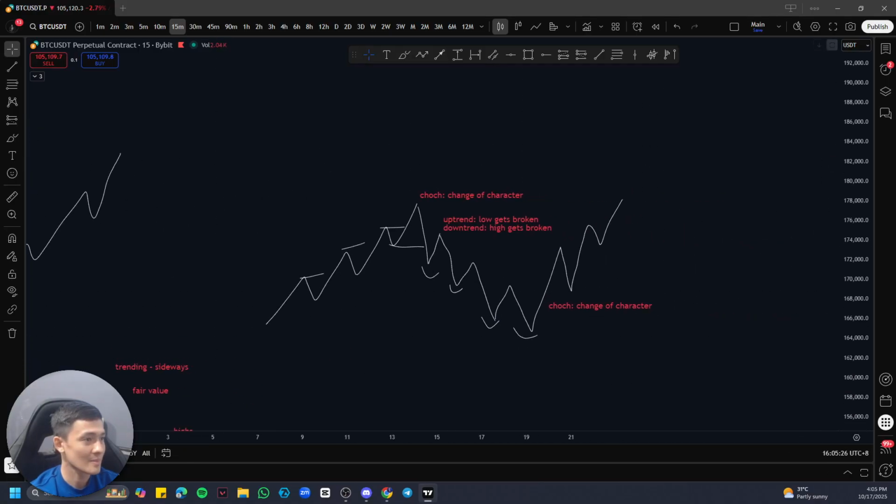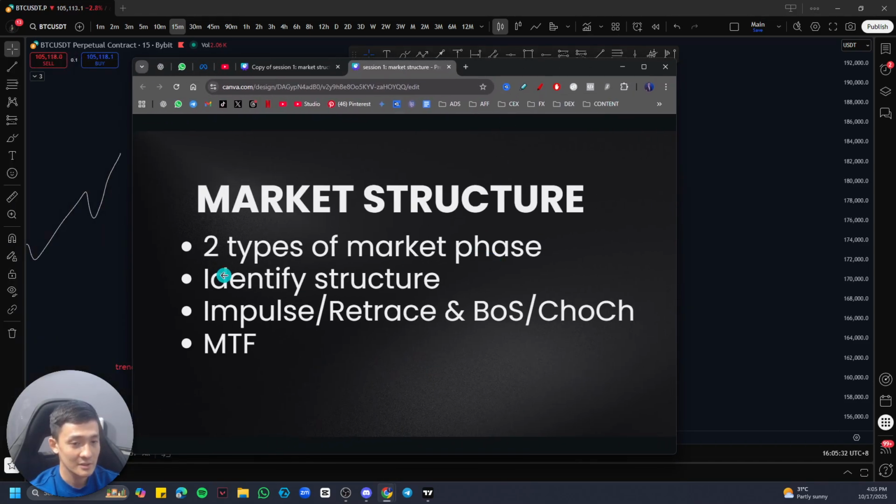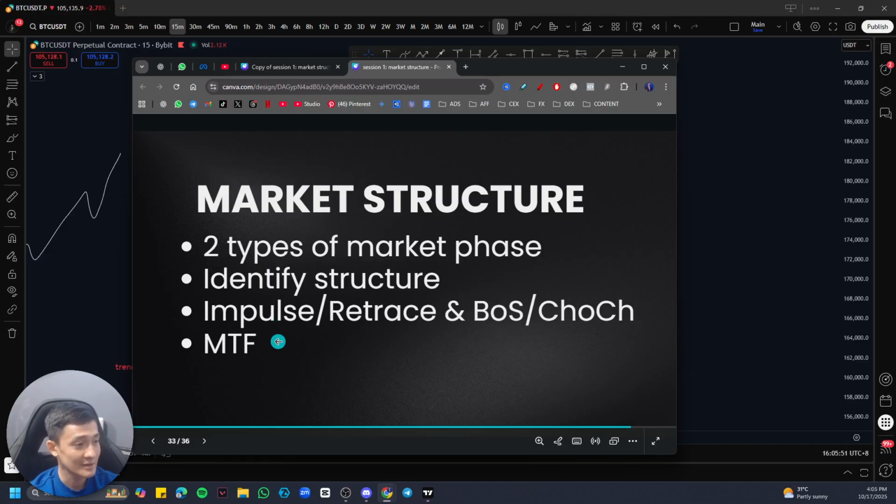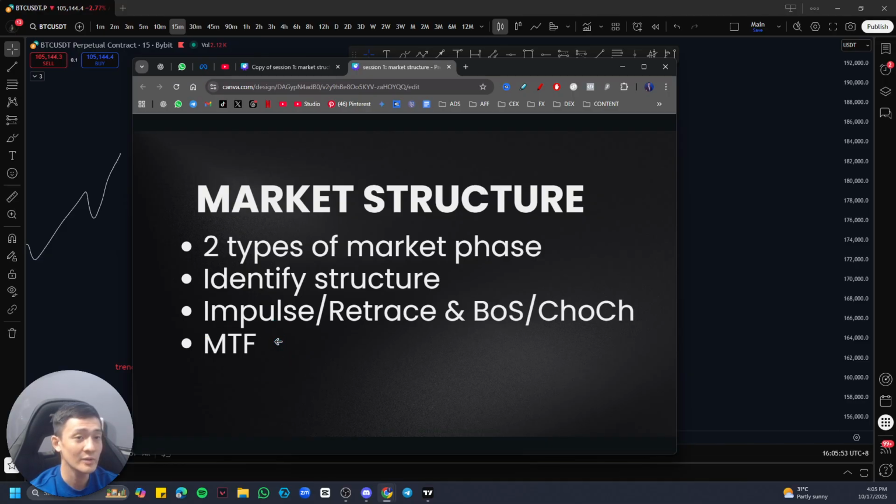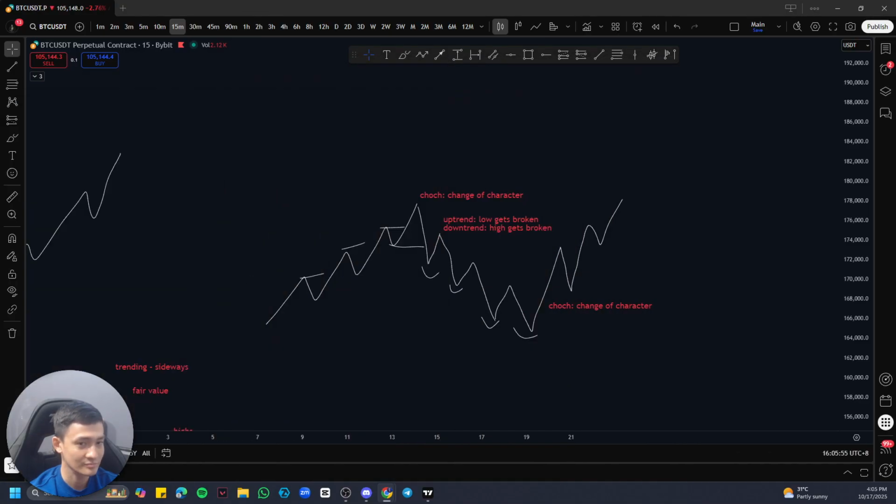Okay, so at this point, we've talked about the two types of market phases, sorry. We've identified the structure, higher highs and higher lows, lower highs and lower lows. We talked about the impulse and retracements, and we talked about break of structure and change of character. Now let's take a look at multiple time frame alignment. How do we align the time frames?